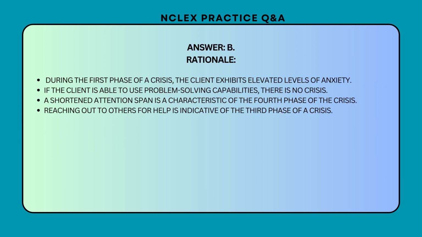Answer: B. Rationale: During the first phase of a crisis, the client exhibits elevated levels of anxiety. If the client is able to use problem-solving capabilities, there is no crisis. A shortened attention span is a characteristic of the fourth phase of the crisis. Reaching out to others for help is indicative of the third phase of a crisis.